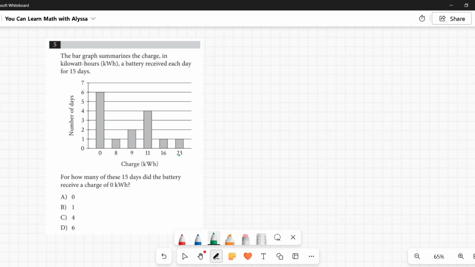Number 5, the bar graph summarizes the charge in kilowatt hours a battery received each day for 15 days. For how many of these 15 days did the battery receive a charge of 0 kilowatt hours?